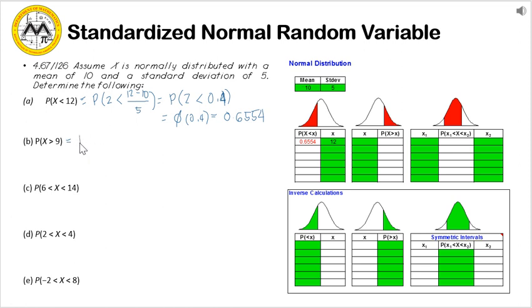Greater than 9, so that would be the probability that z is greater than 9 minus 10 over 5. So that would be P of z greater than negative 1 over 5, so negative 0.2. So that would be 1 minus phi of negative 0.2.